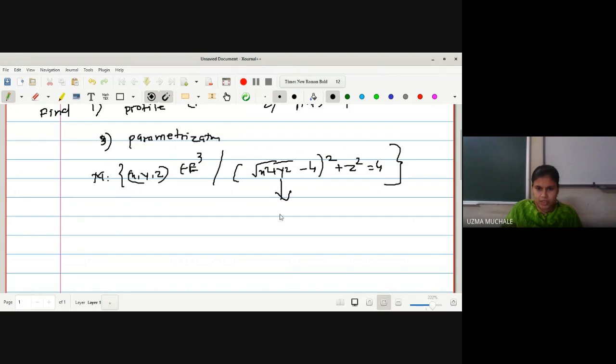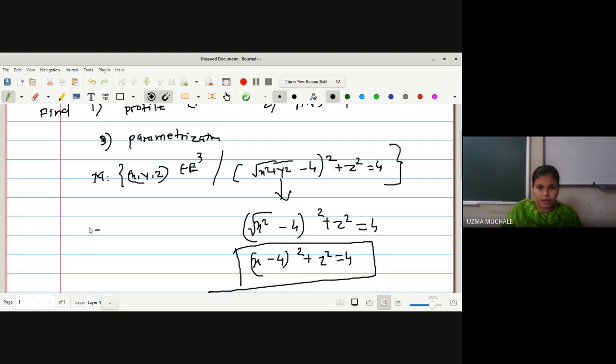Suppose you put y equal to 0 in this equation, what comes? Under root of x square, minus 4, whole square plus z square equal to 4. If you put y equal to 0, the square root of x square gives x, so the result is x minus 4 whole square plus z square equal to 4. So what is this? This is a circle in the xz plane. And if I put x equal to 0, again I get y minus 4 whole square plus z square equal to 4. Correct? Are you getting me?